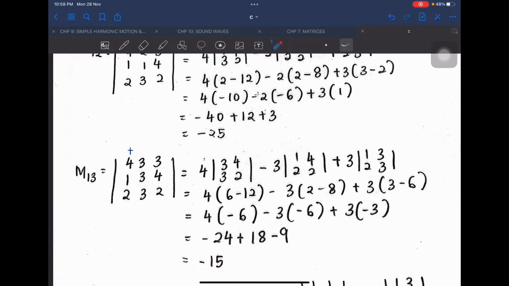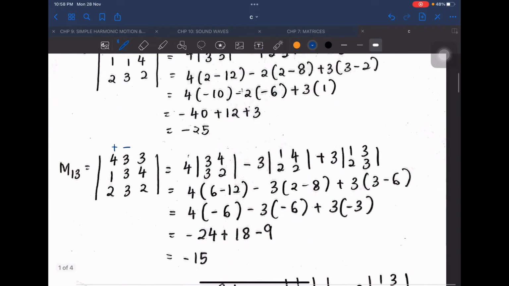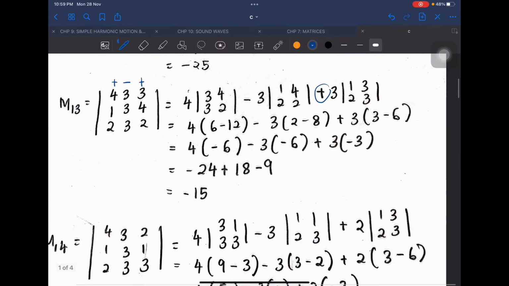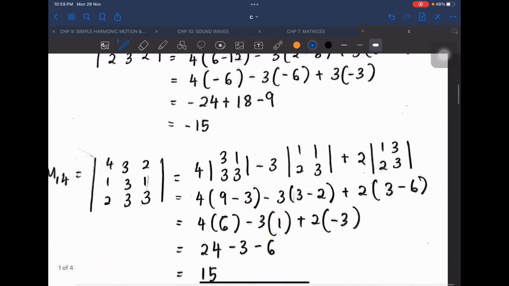Then next we have row 1, column 2. Transfer the rest of the values which are not blocked to here. And we know -3 is a negative value, so put negative here. Lastly, we have row 1, column 3. The rest of the values transferred here, and the corresponding sign is positive, so here is positive. So we multiply as per usual, and we get -15.